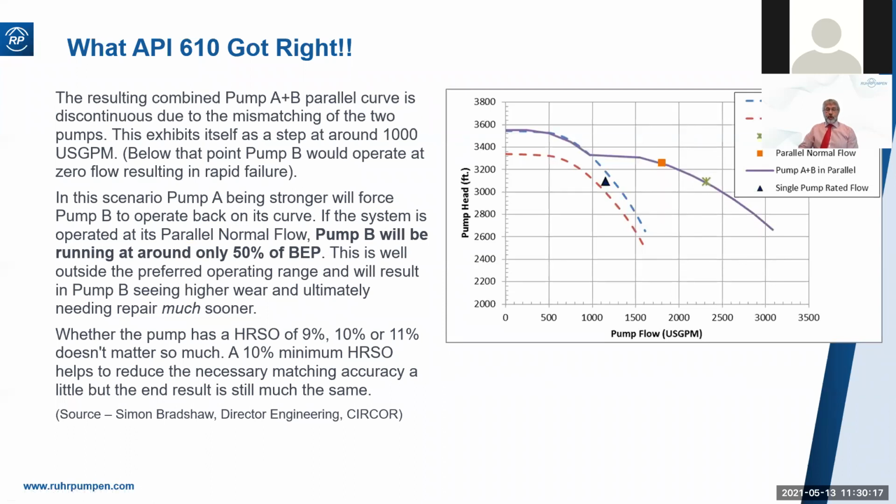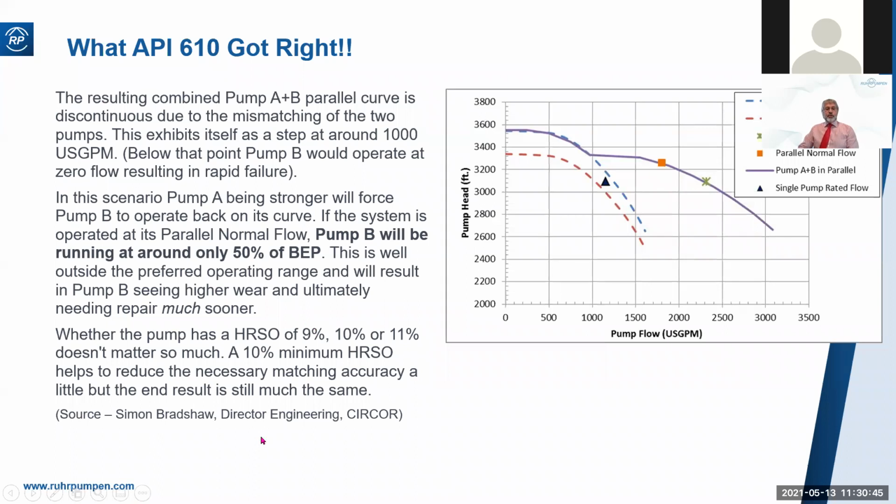Now, your normal operating point could easily be here. Pump A would be contributing this much. Pump B would be contributing this much. So pump B is operating way back at 50% of BEP flow. This is not a good situation for a pump. It's going to wear out in no time.